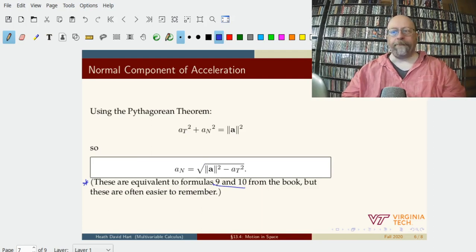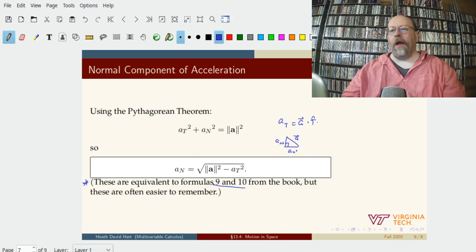Okay? But the idea is a t vector is just a dot product of acceleration with a tangent vector. And then we're just going to use the fact that a_T and a_N are perpendicular, and the acceleration is the hypotenuse of the triangle. And we can use that trick to get the same answer. Okay?